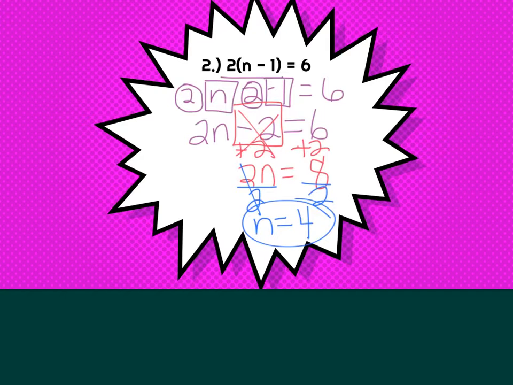Remember that you can check your work by just plugging it in. So if you plugged in a 4 anywhere there was an n up at the top, you would have 2 times 4 minus 1 equals 6. 4 minus 1 is 3, and 2 times 3 does equal 6. So we would have had the correct answer.